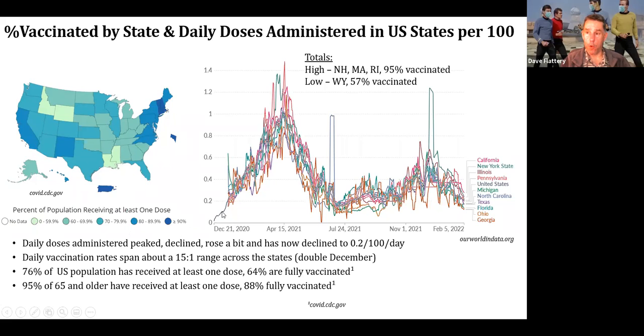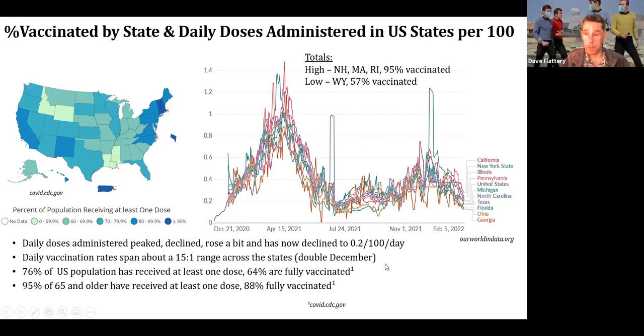So in terms of how we're doing delivering doses, it peaked last year quite a while ago, went down all the way till the summer, and then we started having cases resurge and vaccination rates picked up again. But really since December, they've been falling, and they're down to about 0.2 doses per 100 people per day, whereas they were up over 1 last spring. And just like the global pattern, daily doses are declining. The range among the states has continued to increase, so now it's about 15-1 when you compare.